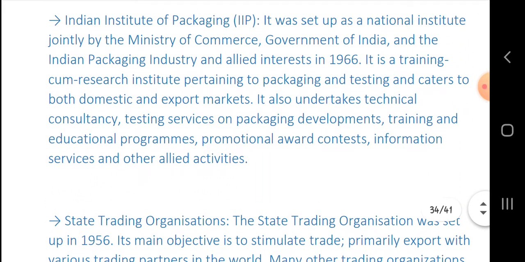The Indian Institute of Packaging was set up as a national institute jointly by the Ministry of Commerce, Government of India, and the Indian packaging industry in 1966. It is a training cum research institution.